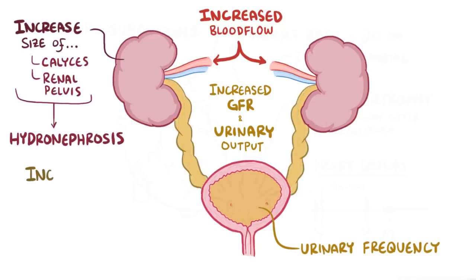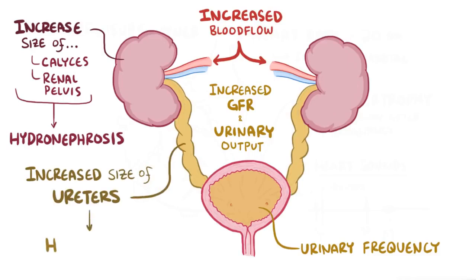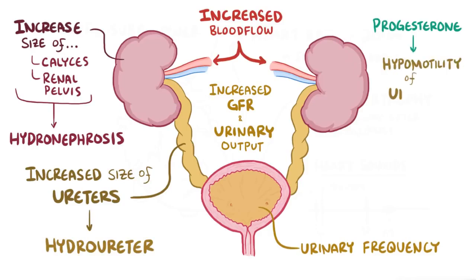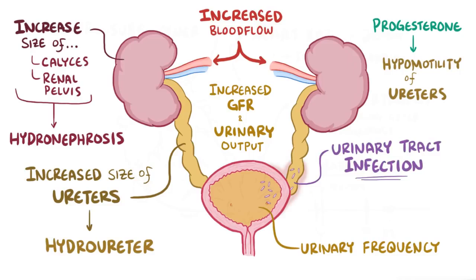Also, the size of the ureters increases, which causes a physiologic hydroureter. In addition, progesterone causes hypomotility of the ureters. So, the increased capacity to store urine and the hypomotility in the ureters can result in urinary stasis in the kidneys, and this increases the risk of an upper urinary tract infection.